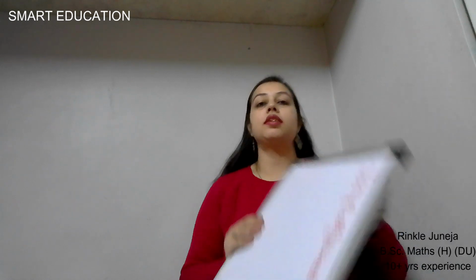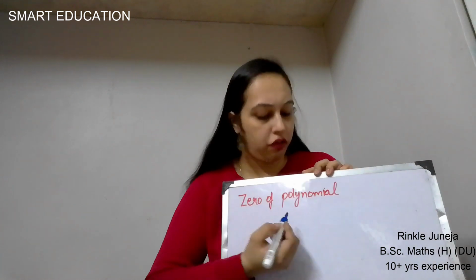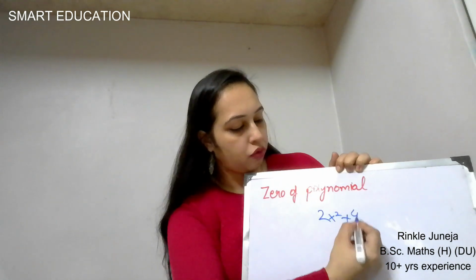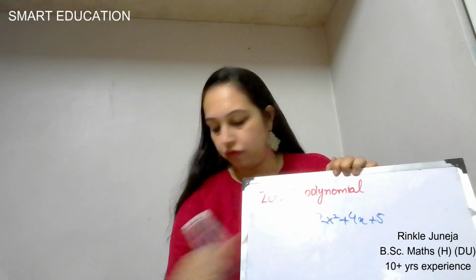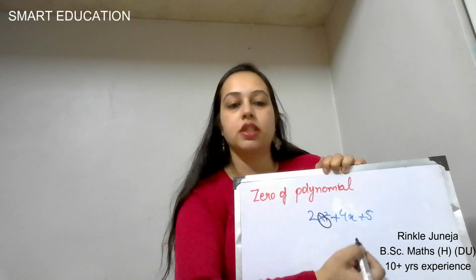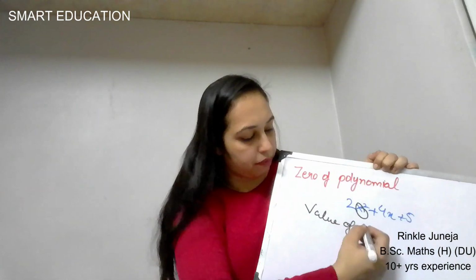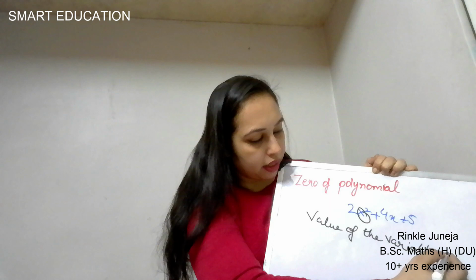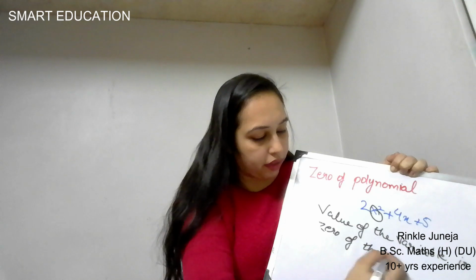Now we need to see what is the zero of a polynomial. Zero of a polynomial थोड़ा सा confusing लगता है ना term, but it's not. Zero of a polynomial means, for example, you have a polynomial 2x square plus 4x plus 5. We'll solve this polynomial to find the value of x. So whatever the values of x are, that is the zero of this polynomial. So we can say that the value of the variable is actually the zero of that polynomial.